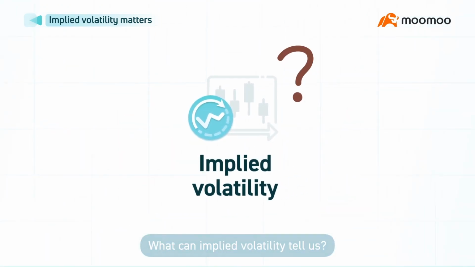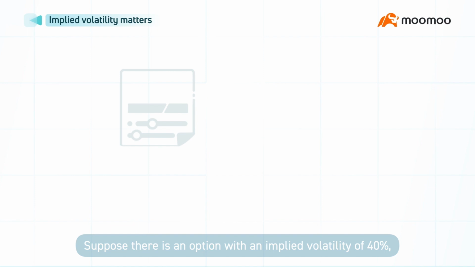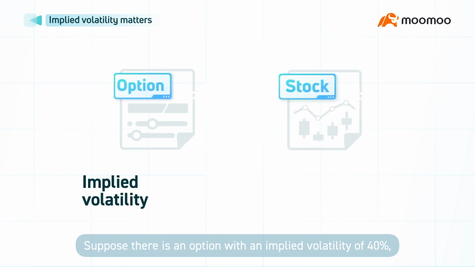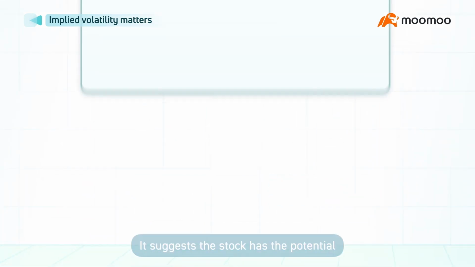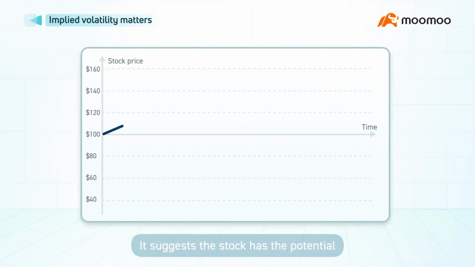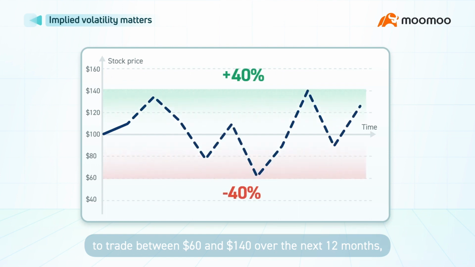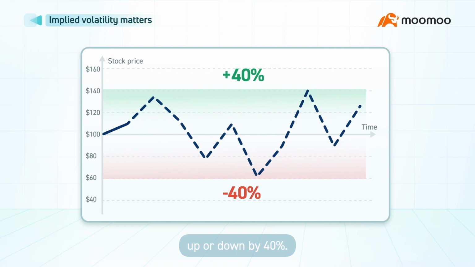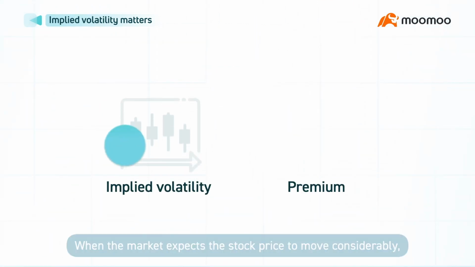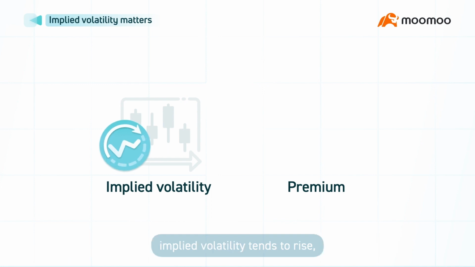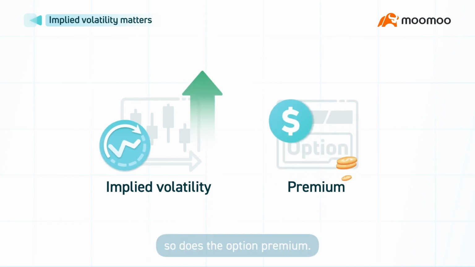What can implied volatility tell us? Suppose there is an option with an implied volatility of 40% and the underlying stock is trading at $100. It suggests the stock has the potential to trade between $60 and $140 over the next 12 months, up or down by 40%. When the market expects the stock price to move considerably, implied volatility tends to rise. So does the option premium.